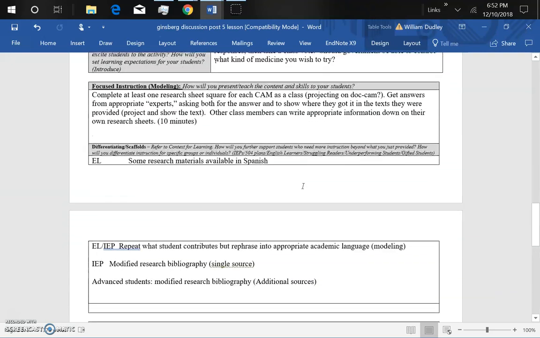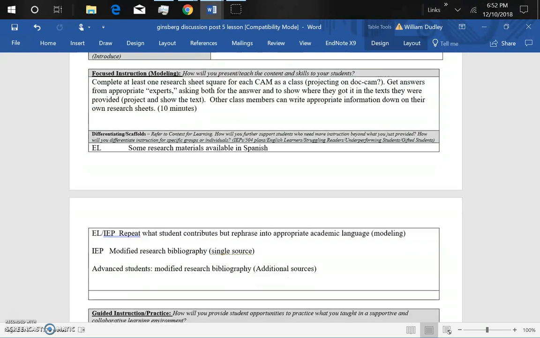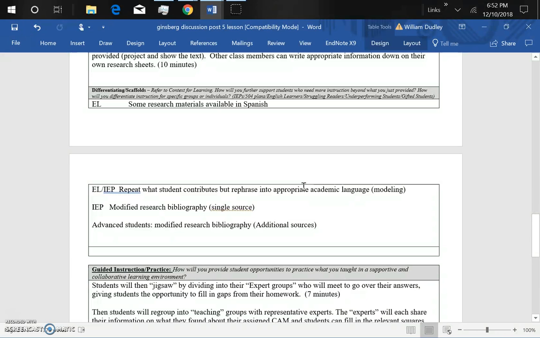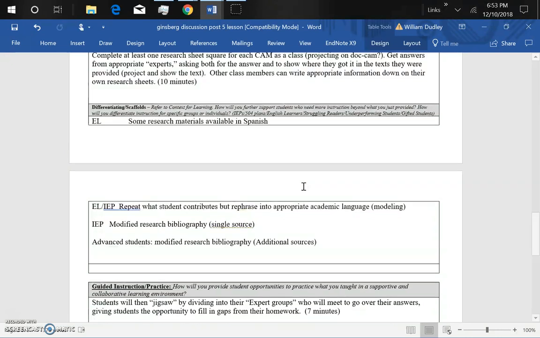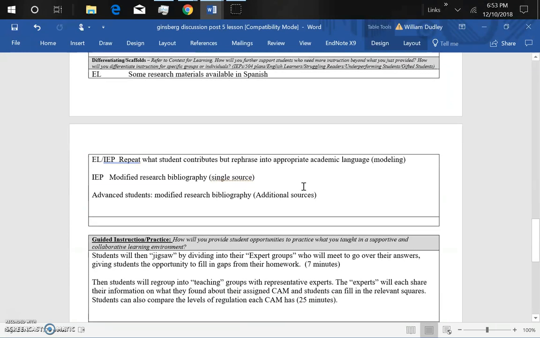On scaffolds, I noticed that some research materials are available in Spanish, so I'll let some English learners use that, at least for researching. For the writing out, I'd rather have them do that in English. And then when I'm doing this in class, maybe rephrase what the students contribute, but model it in the appropriate academic language. For IEP students, maybe give a different research bibliography, or maybe point them towards a single source to direct them to, rather than multiple sources like the other students have.